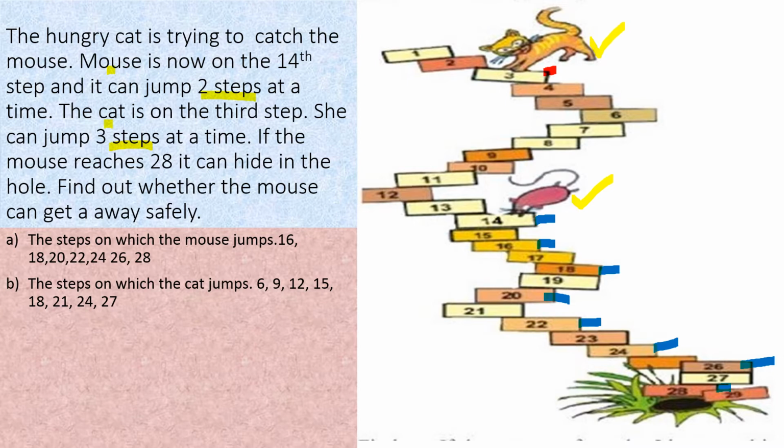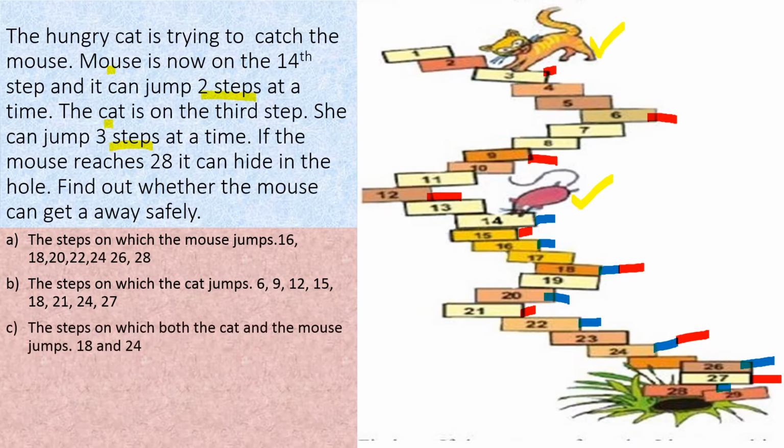From the third step it reaches 6. Then 1, 2, 3, then 9. Then 10, 11, 12, the 12th step. Then 13, 14, 15th step. And then 1, 2, 3, 18th step. And then 1, 2, 3, 21st step. And then 1, 2, 3, 24th step. Then 1, 2, 3, 27. Yes, that's all the steps. So it can jump to 27 at the last place.